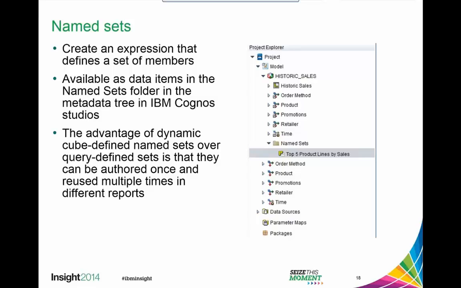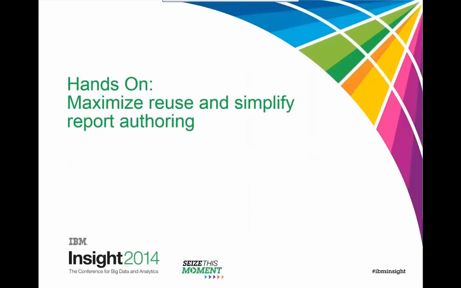So you can probably see the advantage of using these name sets is that you can define them once in your model and use them over and over again in your reports. Okay, and so in the lab, which I'll show you in a little bit, we're going to create a name set for the top 5 product lines by sales. All right, let's get hands-on.